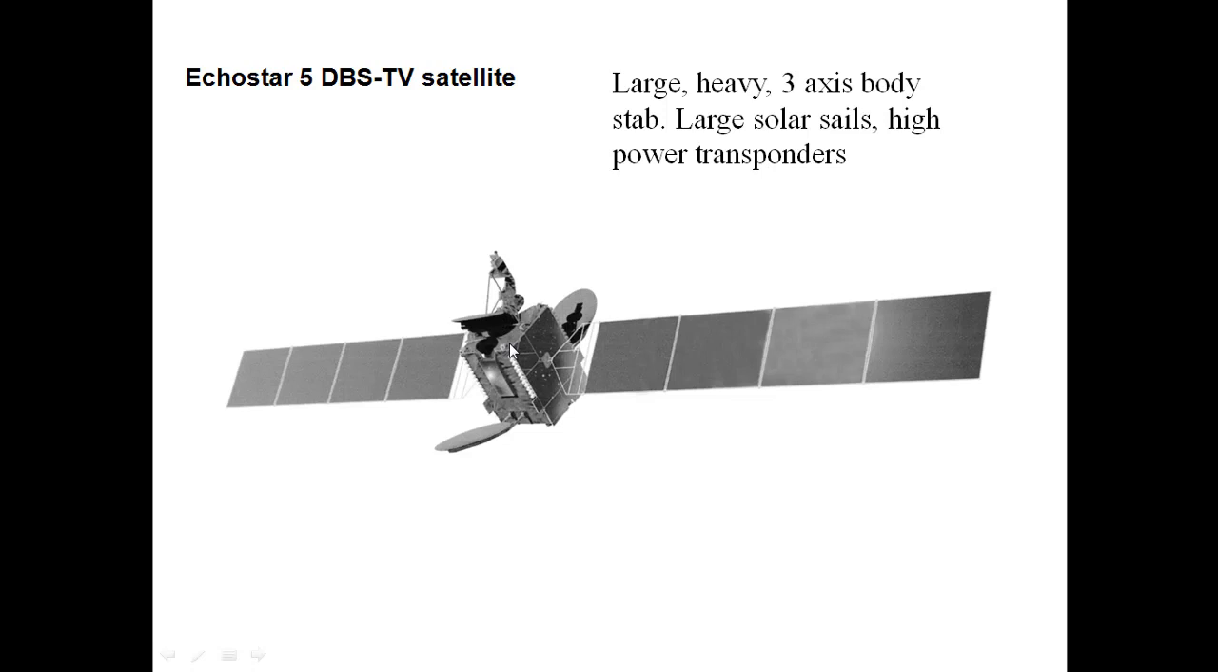A 9 degree spacing in the geostationary arc has been decided by the US, and it is different for different countries, decided by the ITU-T. And this restricts the number of DBS TV satellites that can be placed in the geostationary orbit. In general, a DBS TV satellite has 32 high power transponders. They cover the 12.2 to 12.7 gigahertz broadcast satellite band.